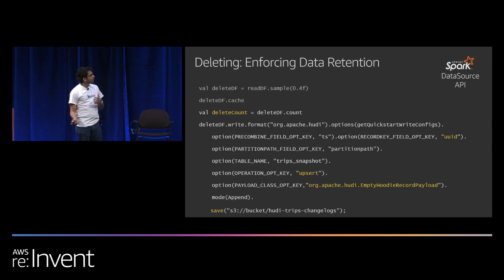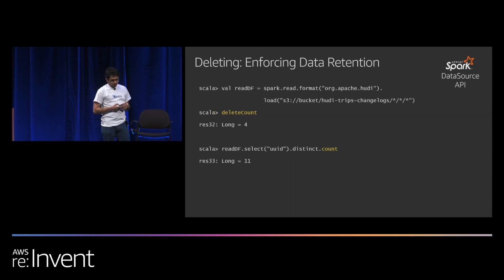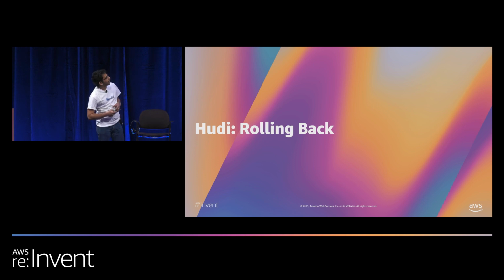So, cutting back to deletes, you specify a special empty record payload, which essentially always throws away the value on disk and returns a null empty value. So this effectively skips the record, and it writes delete markers, and eventually when compaction runs, this data will go away from the data set. And as you can see, we deleted 4 records from this whole data set, and the remaining records are what's left.